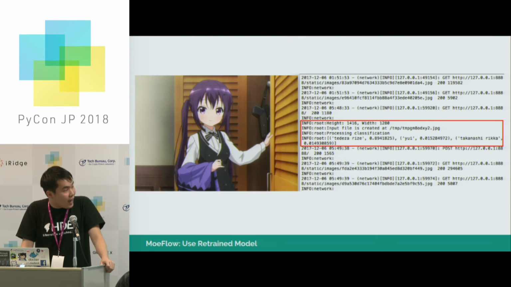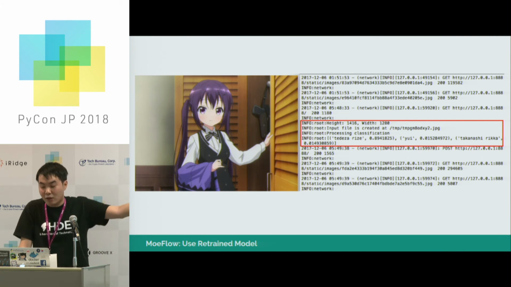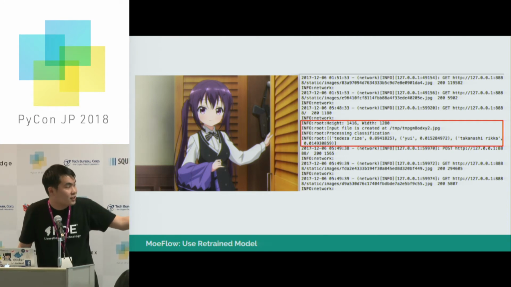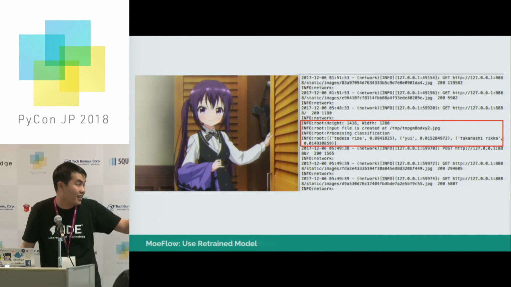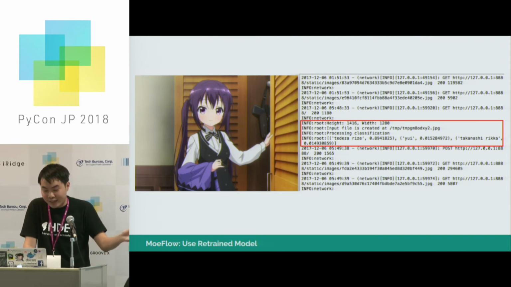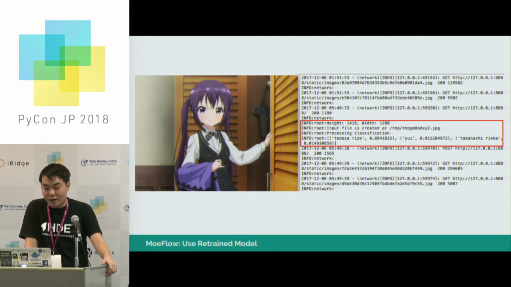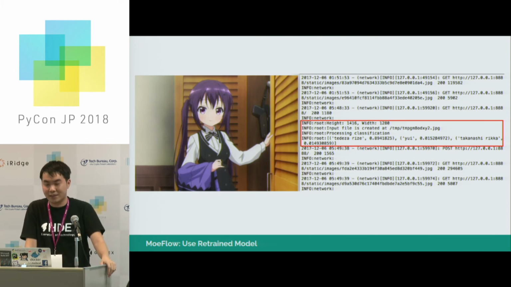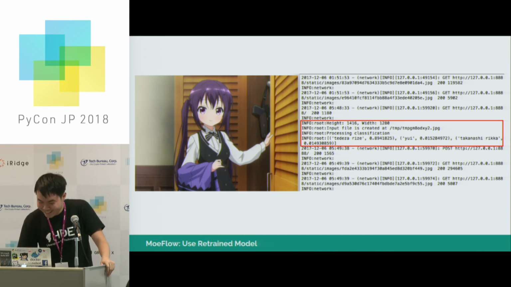So for example, when I run the classification of this character, it knows the image has a certain height and a certain width, resizes the image, runs the classifier, and you get a result that this character is Teresa Rize with a probability of 0.894 something. So does anyone know this character? No one wants to answer, okay.